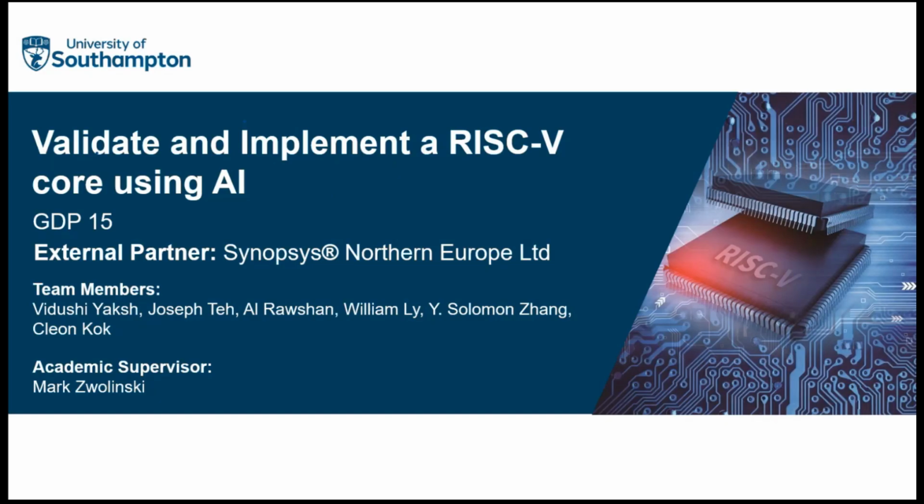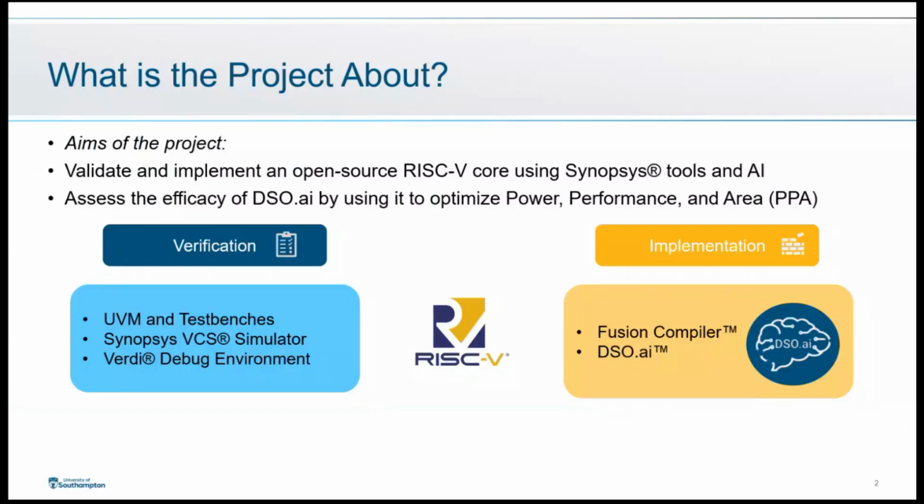Hi everyone, today we're going to talk about the work that our student team carried out as part of our fourth year group design project at University of Southampton in collaboration with Synopsys. So the aim of the project was to verify and implement a RISC-V core using AI and to also assess the efficacy of an AI-driven design optimization tool called DSO.ai.